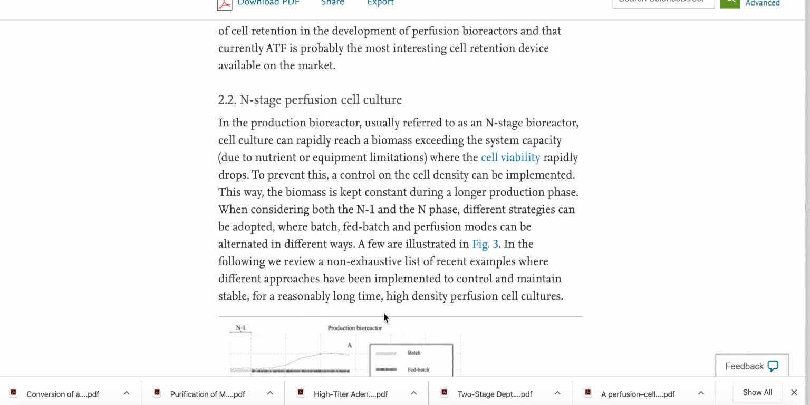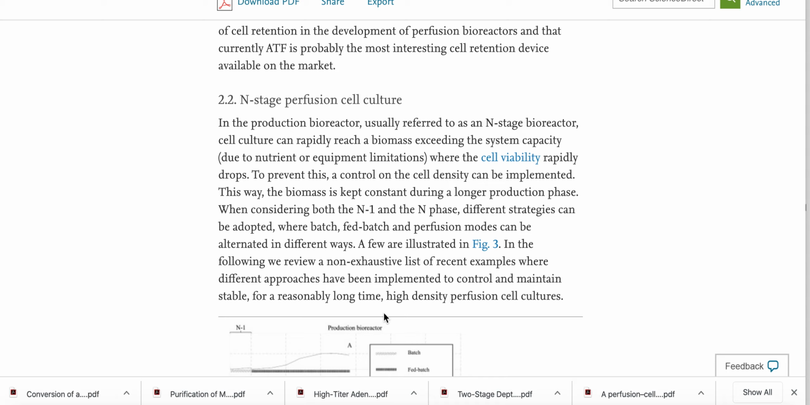In the production bioreactor, usually referred to as the N-stage bioreactor, cell culture can rapidly reach a biomass exceeding the system capacity due to nutrient or equipment limitation, where the cell viability rapidly drops. To prevent this, a control on the cell density can be implemented. This way, the biomass is kept constant during a longer production phase. When considering both the N-1 and N phase, different strategies can be adopted where batch, fed batch, and perfusion modes can be alternated in different ways.